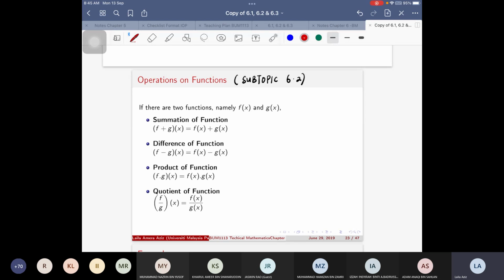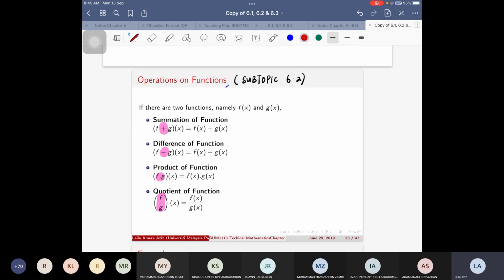Okay, untuk subtopik 6.2 ni pula. So tajuk dia adalah operations on functions. I'm pretty sure you are a pro at this. Sebab ni adalah benda yang sangat basic. Okay, dia adalah operation yang melibatkan function. Operation macam biasalah, mathematical operation. So dia melibatkan tambah, tolak, darab, bahagi yang melibatkan function.